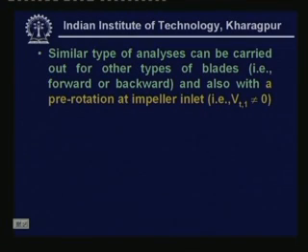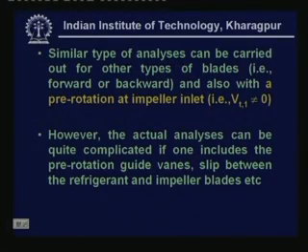A similar type of analysis can be carried out for other types of blades, that means forward or backward curved, and also with a pre-rotation at impeller inlet. So you can extend this analysis by including beta. Here we assumed radial blades, so cot beta becomes 0. So beta does not appear in the expression for pressure ratio or the power input, but you have to include beta for other types of blades, that means forward or backward curved blades. And if you have any tangential velocity at the inlet, you also have to include that in the expression for the torque. However, the actual analysis can be quite complicated if one includes the pre-rotation guide vanes and slip between the refrigerant and impeller blades.